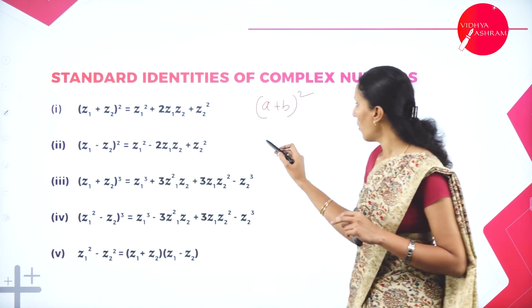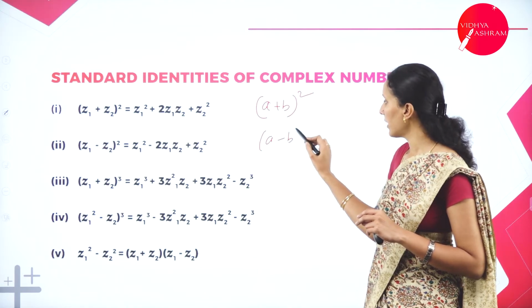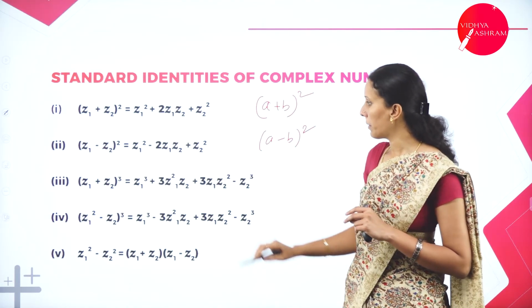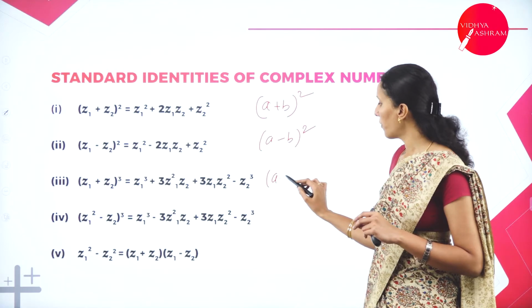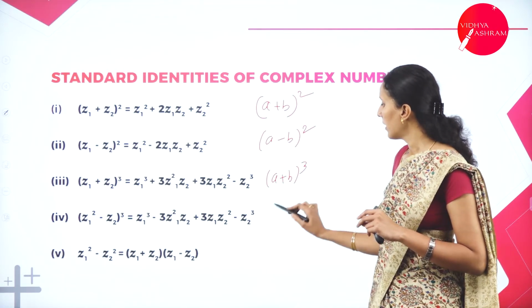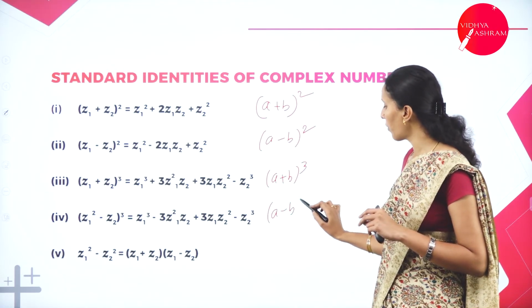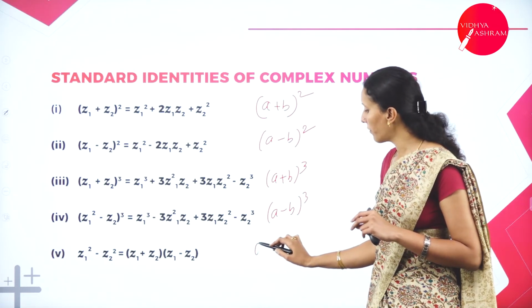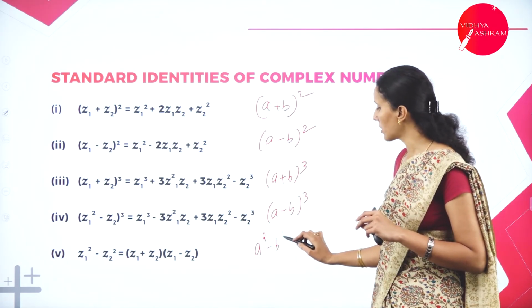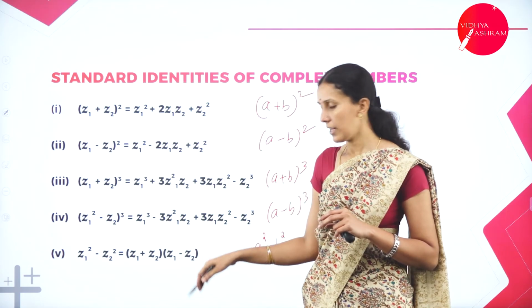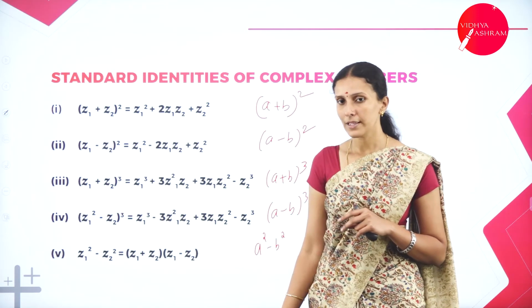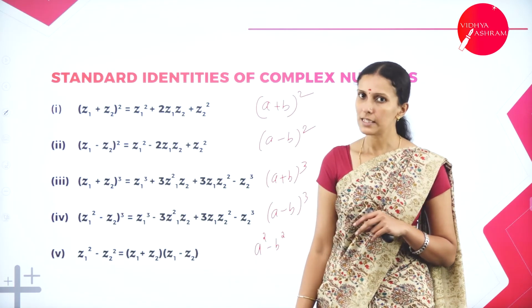This is in the form of (a minus b) whole square, clearly: a square minus 2ab plus b square. This is in the form of (a plus b) whole cube. This is in the form of (a minus b) whole cube. This is in the form of a square minus b square, which is nothing but (a plus b)(a minus b). That is the sum of two complex numbers times the difference of two complex numbers.